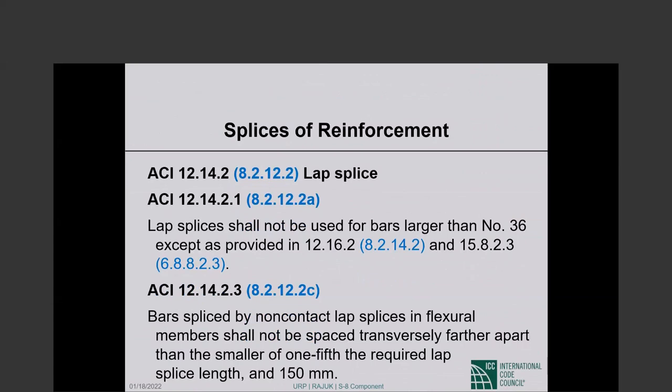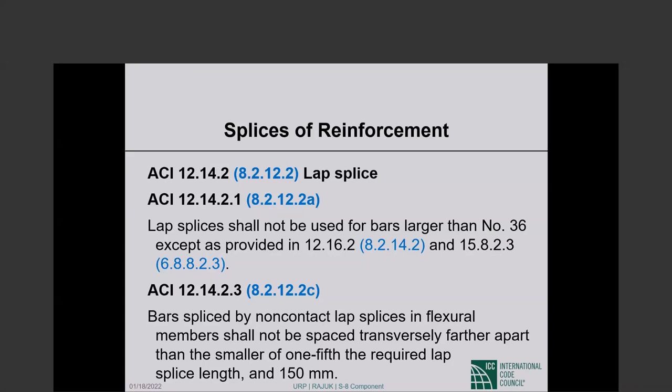Lap splices shall not be used for bars larger than number 36 except as provided in section such and such. There are exceptions, but normally you cannot lap what we call number 14 and number 18. I think those are 43 millimeter and 56 millimeter bars. So lap splices shall not be used for bars larger than number 36, except as provided for. Those exceptions may come up.